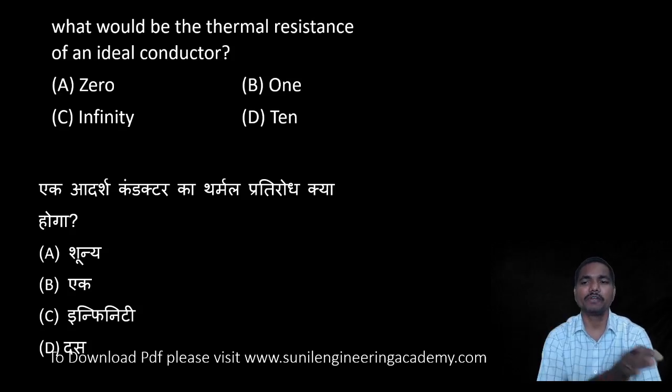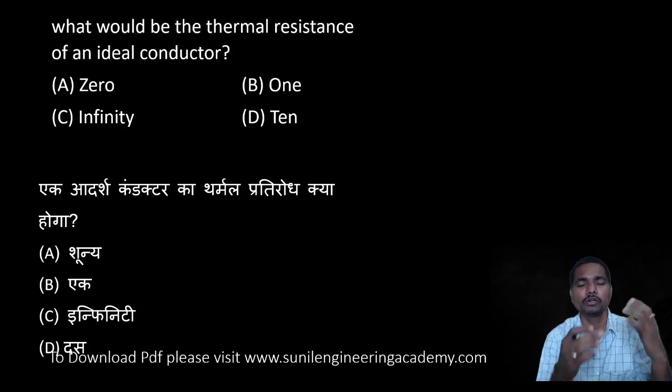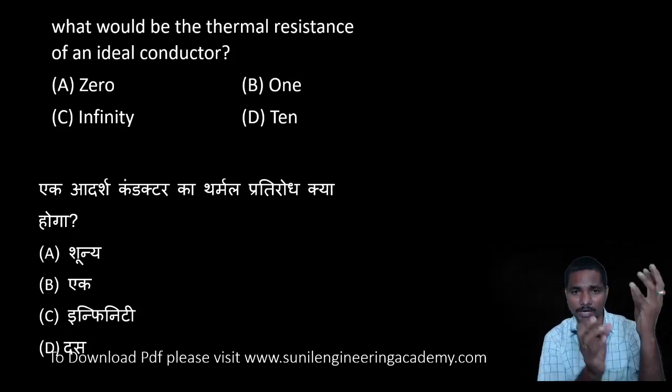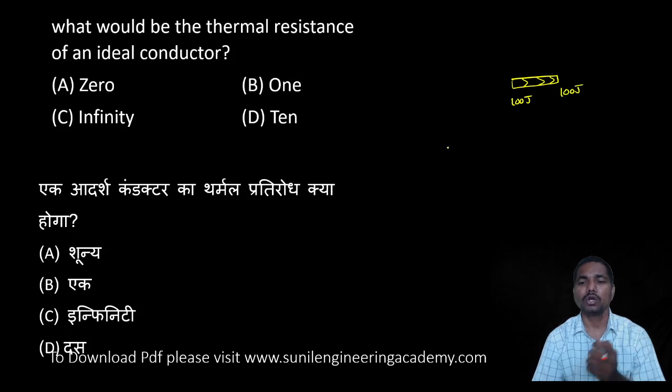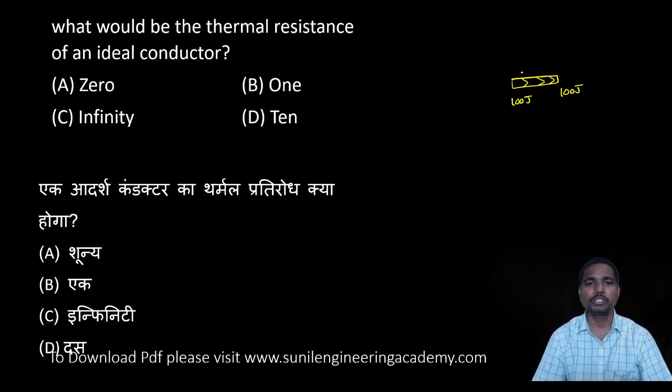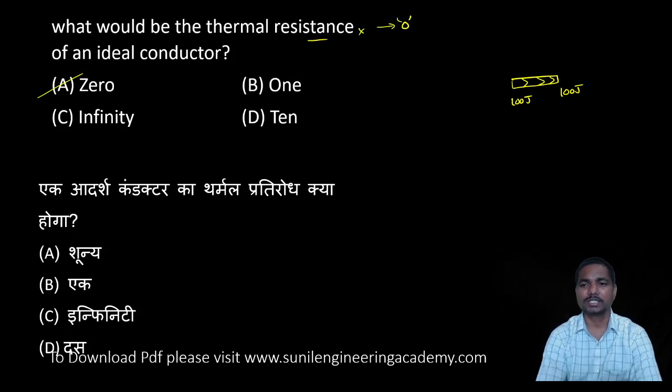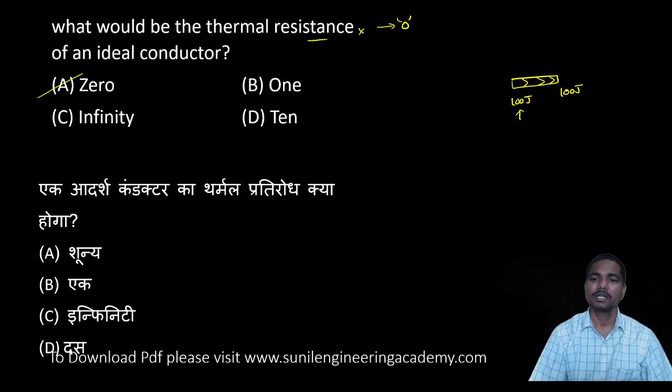Ideal conductor means perfect conductor. So if you give some amount of heat, 100 joules of heat at one end, and it transfers the same 100 joules of heat toward the other end, there is no loss. No loss means no opposition. No opposition means no resistance. No resistance means zero resistance. Whenever there is zero resistance, whatever heat you send, you get the same heat at the receiving end. Okay. Coming to the next question.